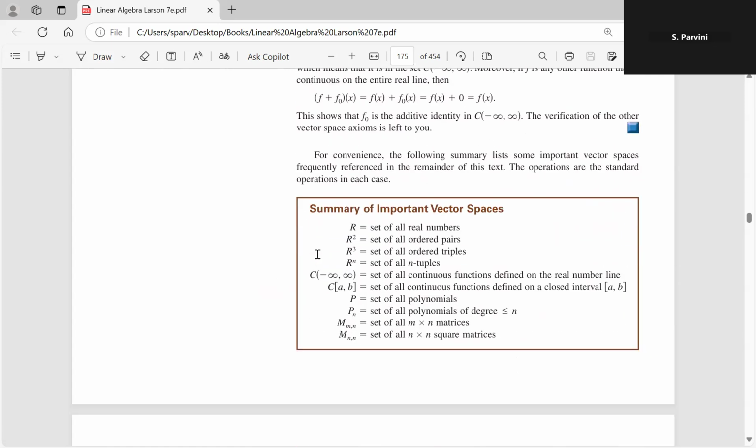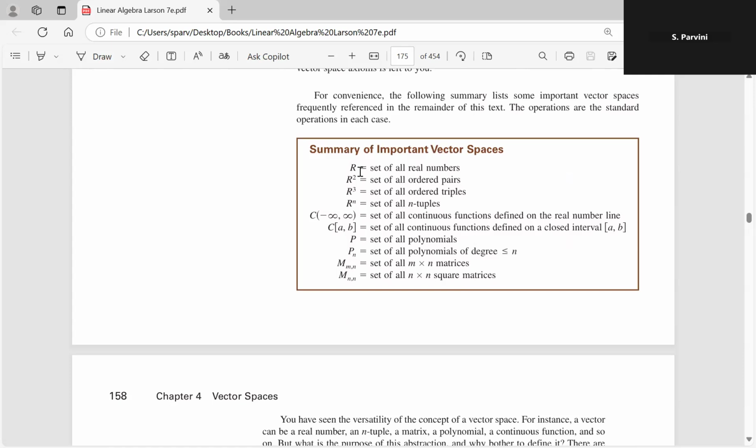And there you go. Now, this is just a summary. It's not an exhaustive list. You just handpicked a few. So these are some vector spaces.